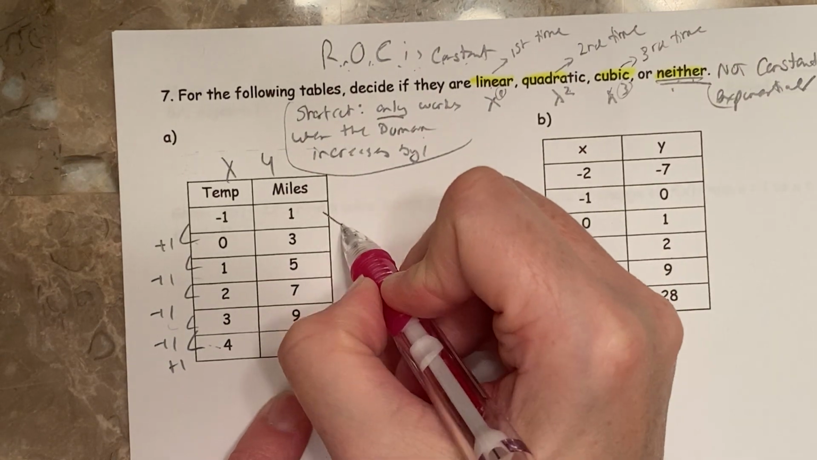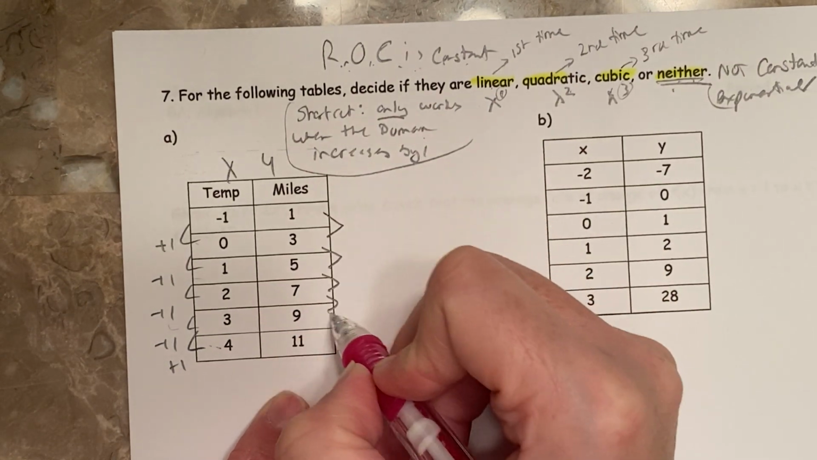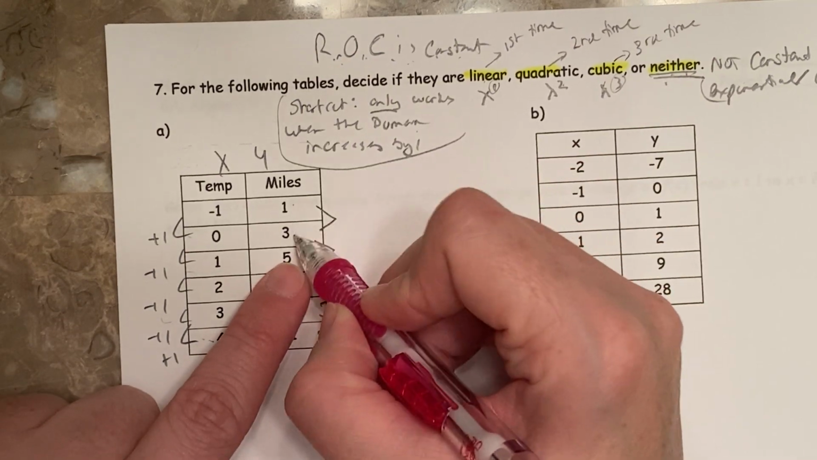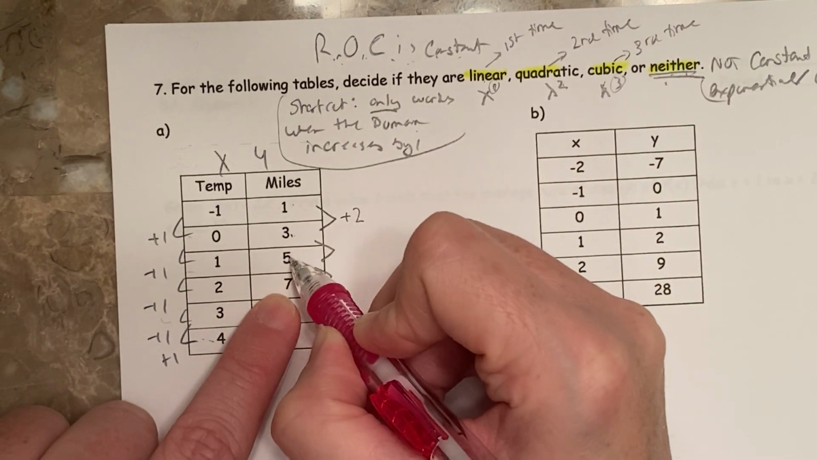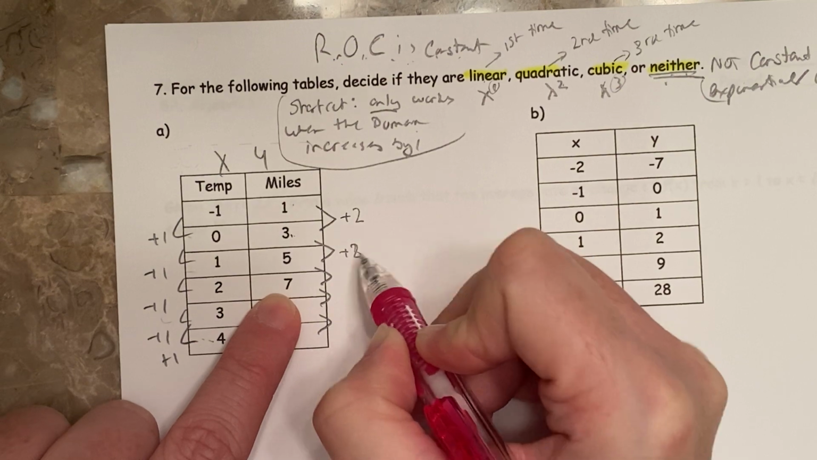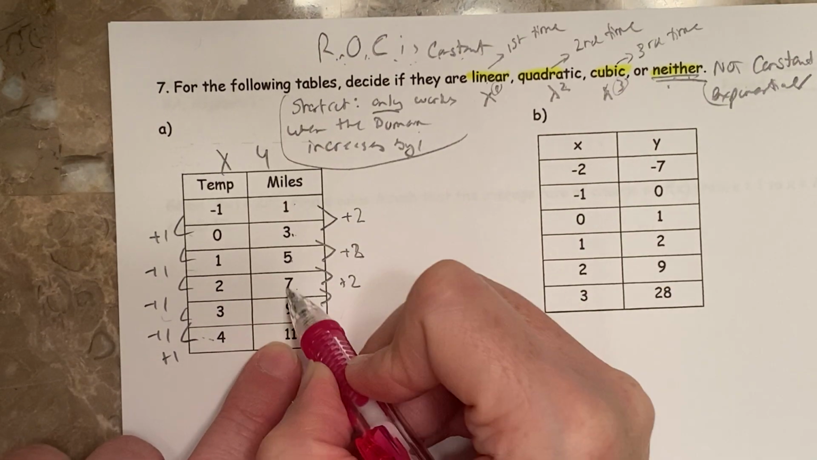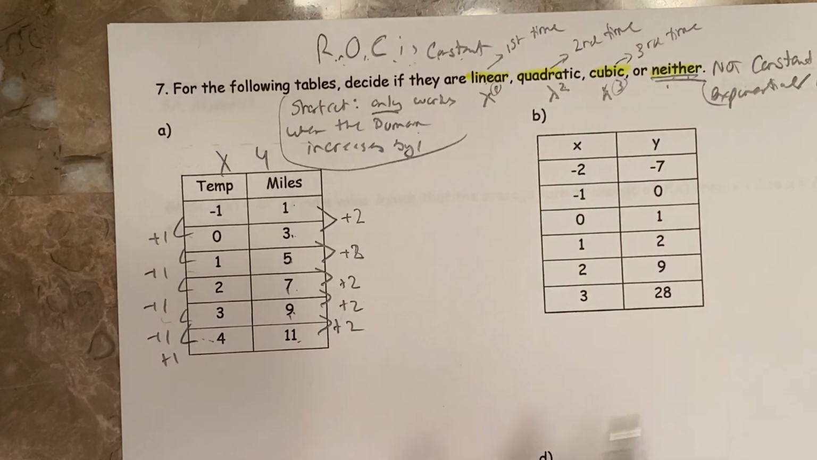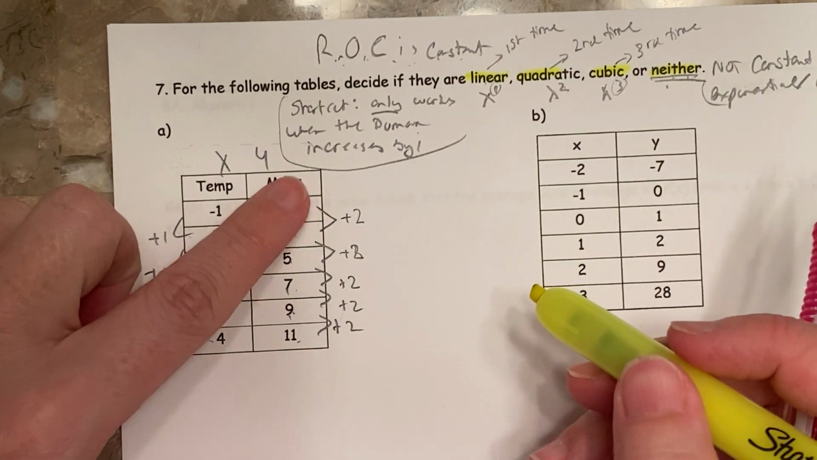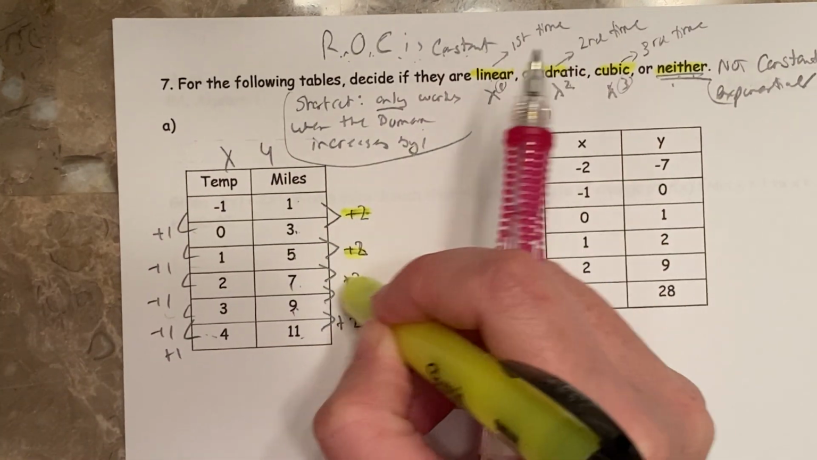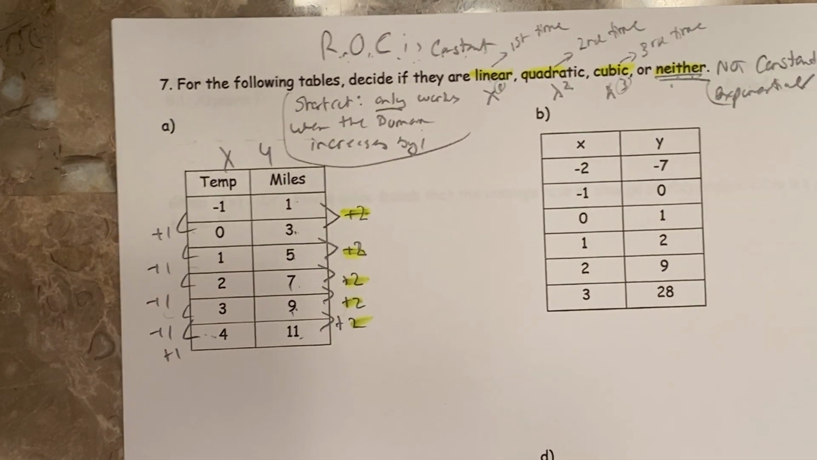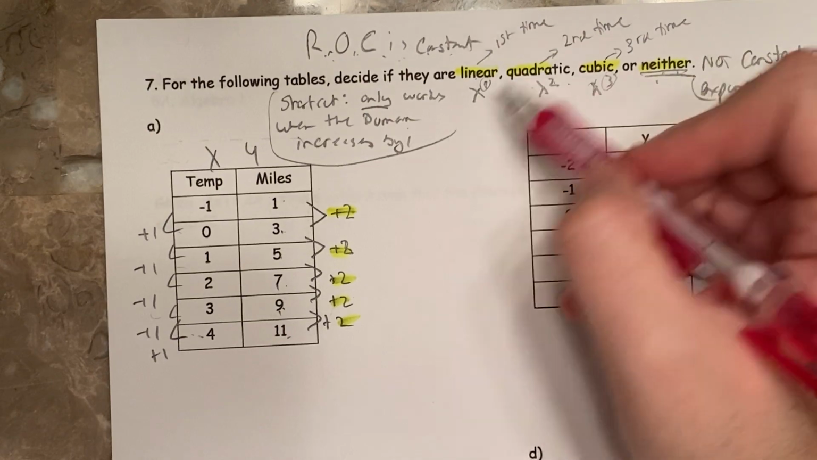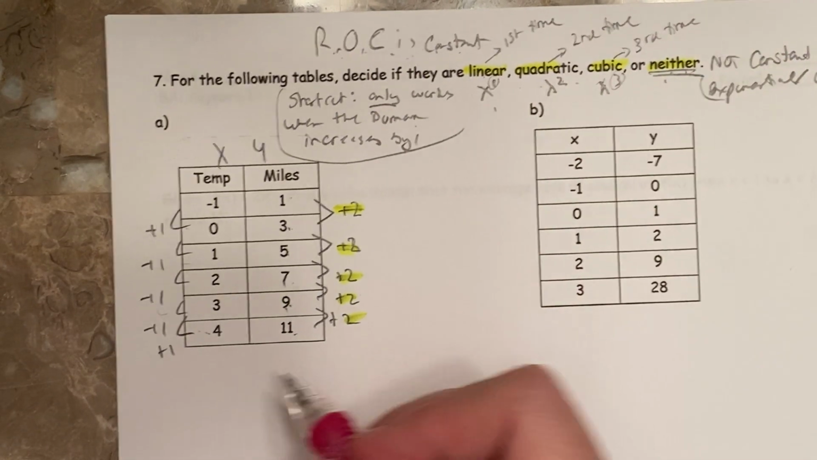Okay, so you're going to make your arrows or your carrots just like before. So from 1 to 3, you add 2. From 3 to 5, I add 2. 5 to 7, I add 2. 7 to 9, I add 2. 9 to 11, oh, I add 2. So if you notice, our first trial, all of them were exactly the same. So which one of these is first? Which one of these is x to the first? Well, that is linear.